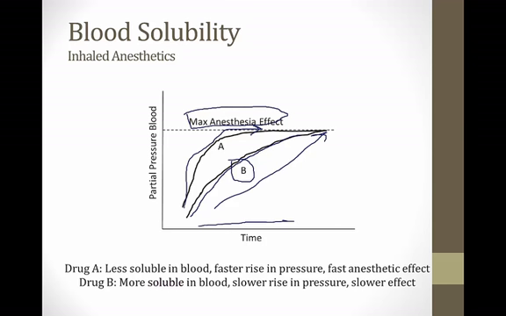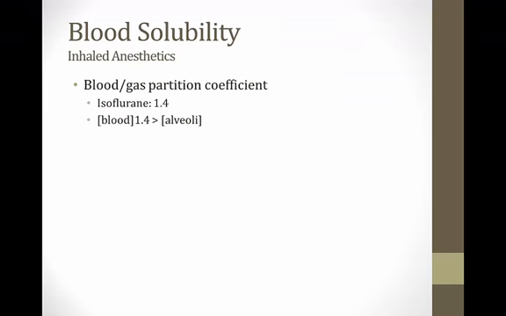Drug A, on the other hand, has a much lower solubility in blood and therefore rises quickly to the max anesthetic effect. To be able to compare the blood solubility of different gas anesthetics, we determine something called the blood-gas partition coefficient. So this is the concentration of the anesthetic in blood compared to that in alveoli.